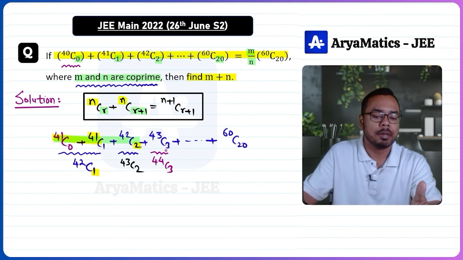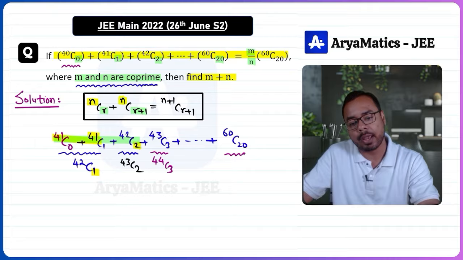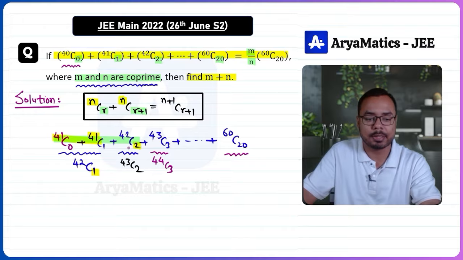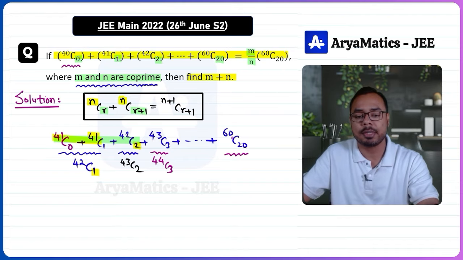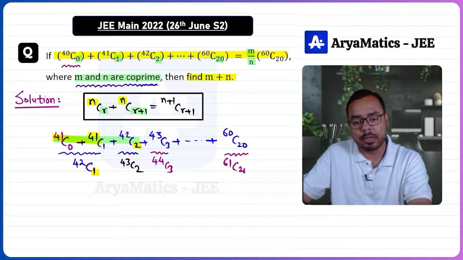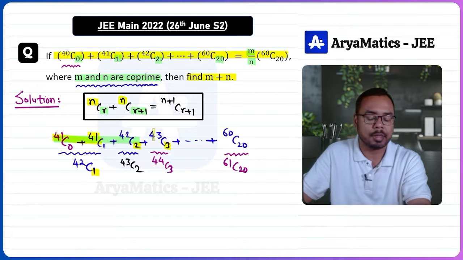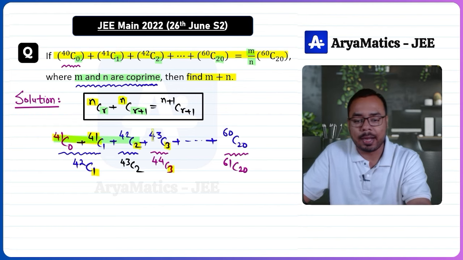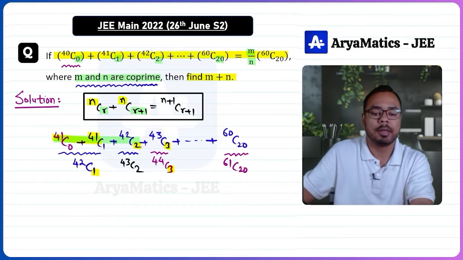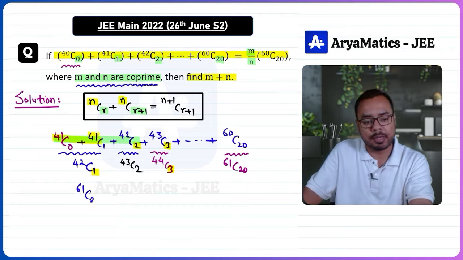So you can see that you can add this term with the next one and use this property. Ultimately, when you add all the terms on the left hand side, you can see that 43 became 44, C3 is the same as C3, and 42 became 43. If I continue this operation till the last term, then this 60 will become 61C20. You can see that this number is not changing. If I add the first four terms, the result is 44C3. So if I add all of these terms, the result will be 61C20. So that is the sum of the left hand side.